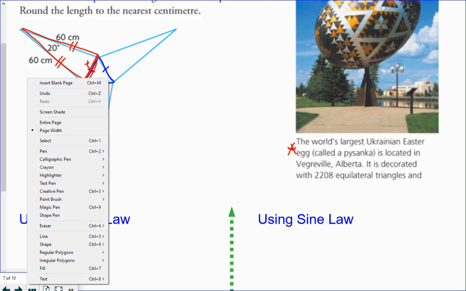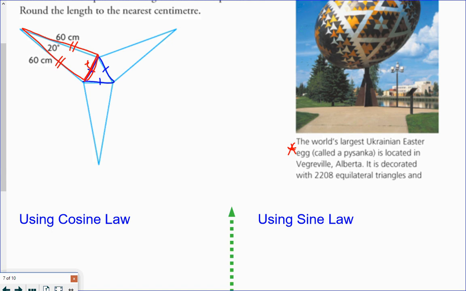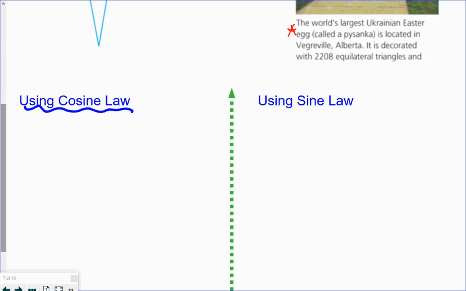We've got the angle but no side. We've got the side but no angle. We've got the side but no angle. So we've got no matching pairs. Since we've got no matching pairs, I'm going to use the cosine law. I'm looking for that side length, so I'm going to use the side length formula.